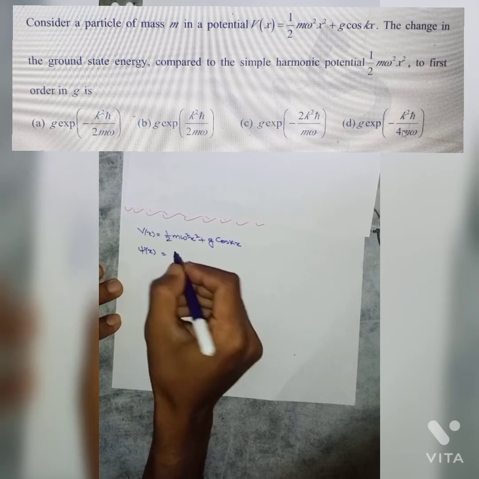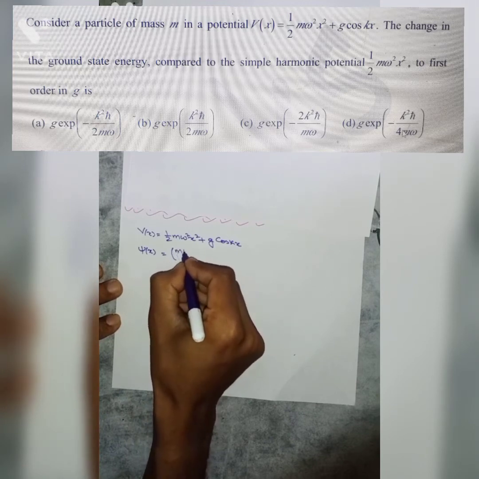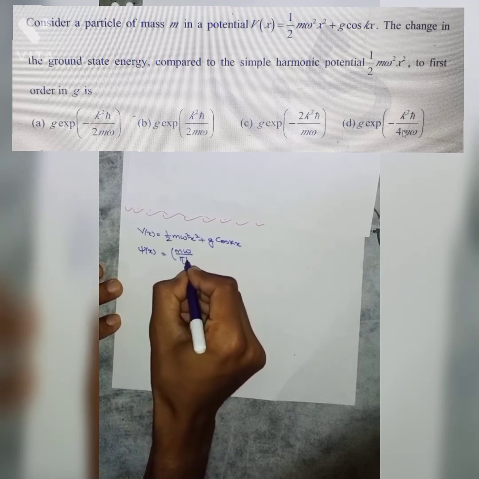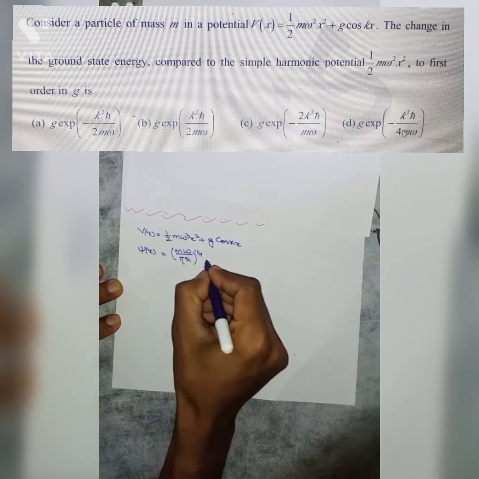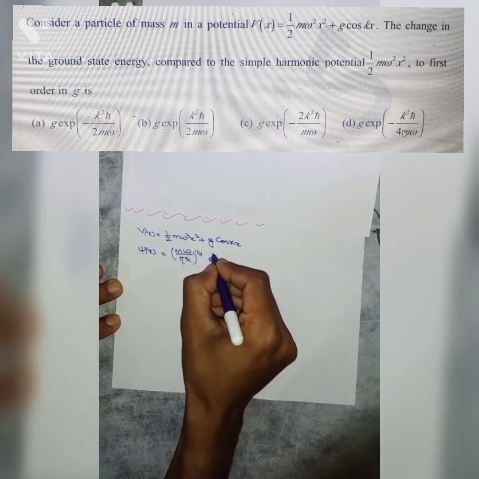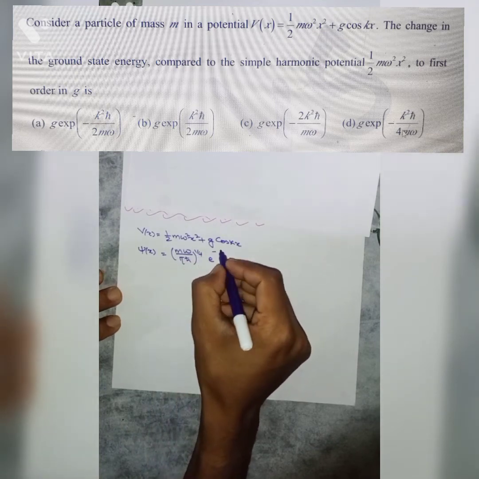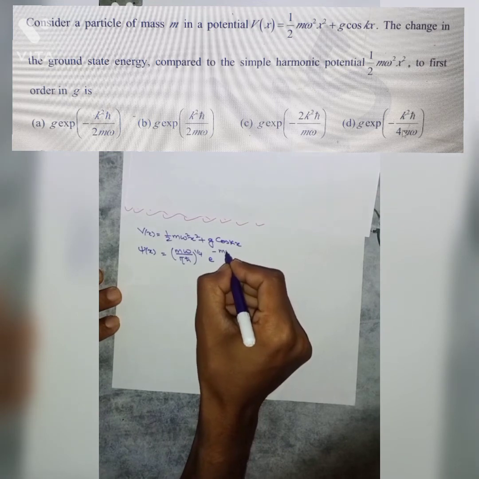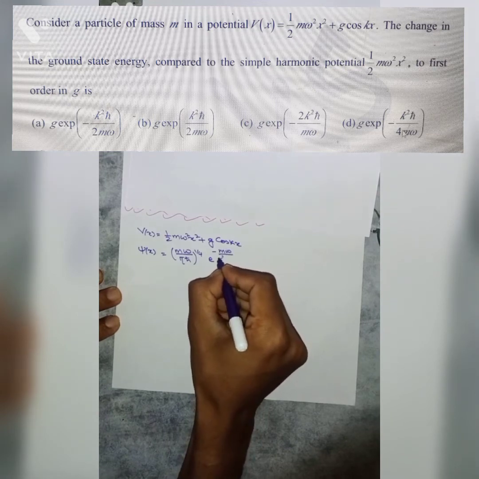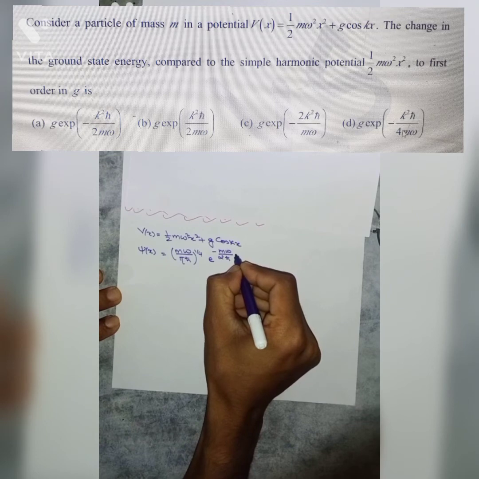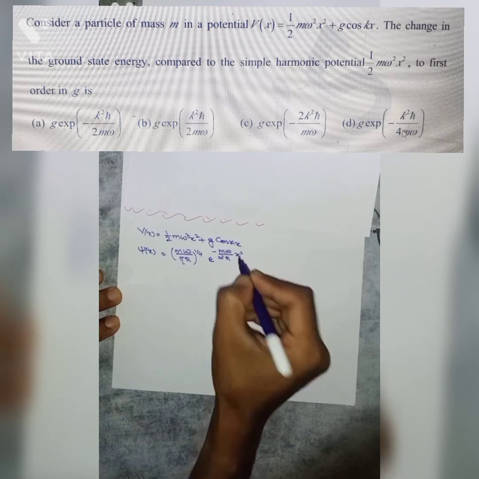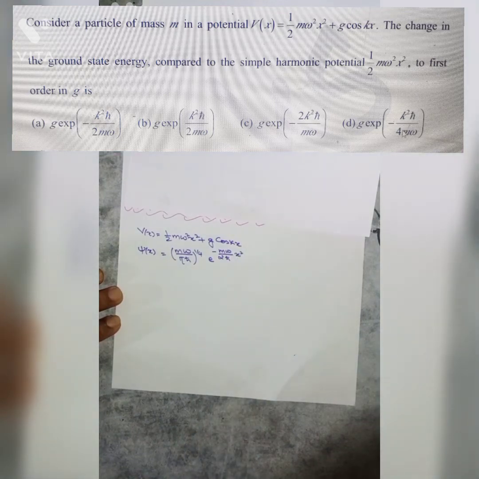Ground state wave function of a harmonic oscillator is (mω/πħ)^(1/4) exponential of minus mω/2ħ times x squared. Okay, this is the ground state wave function of a harmonic oscillator.